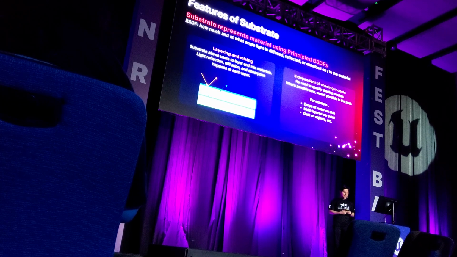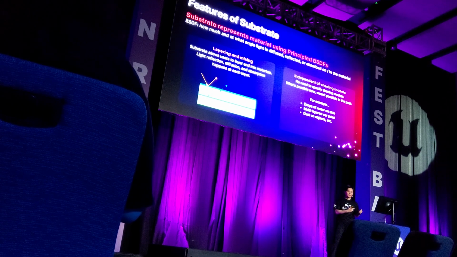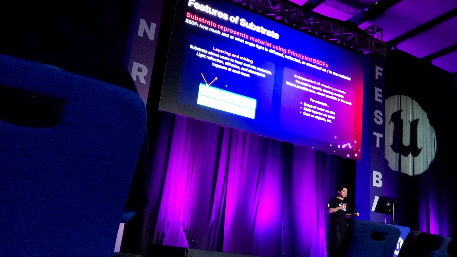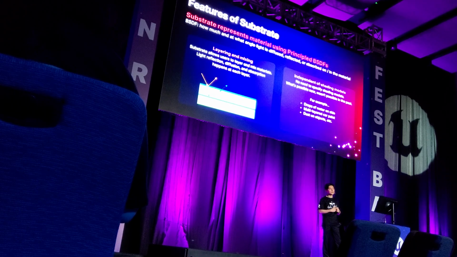Like in the legacy material system, you have to pick a specific shading model based on the kind of material, like subsurface scattering, or clear coat, or skin, or stuff like that. With Substrate, that's no longer necessary. We don't need to choose a shading model. You can use multiple shading models at the same time, like, for example, subsurface and clear coat together. Substrate has a lot of great features, but these two, layering and mixing, and shading model independence, are the biggest ones to keep in mind.